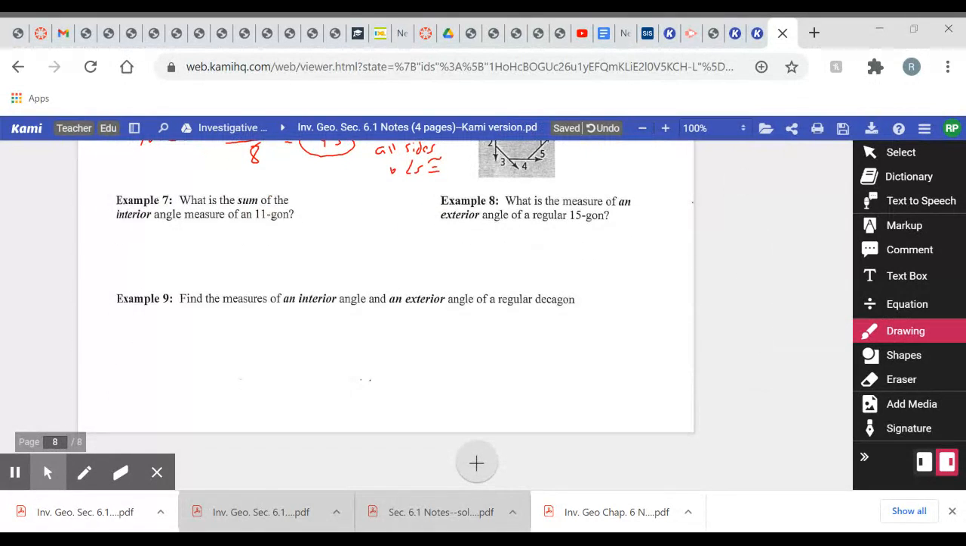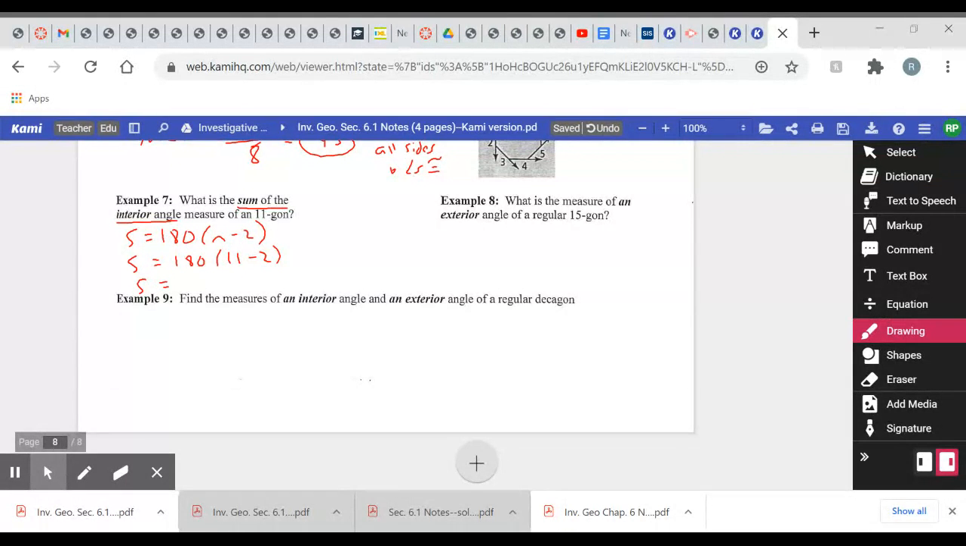Okay, next. Number 7 says, what is the sum of the interior angle measures of an 11-gon? So it's not asking what one interior angle is, it's asking for the sum of the interior angles. We have a formula for that that we've already used a few times. An 11-gon is just an 11-sided figure. They just don't have a special name for it. So I'm going to put 11 in for the n's place, and now I just need to solve from there.